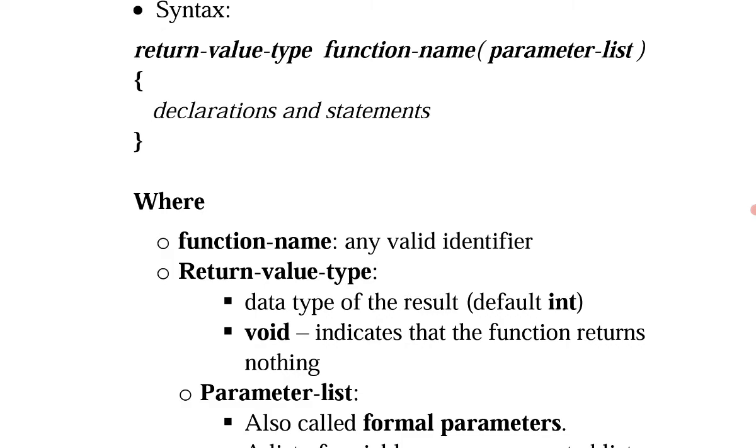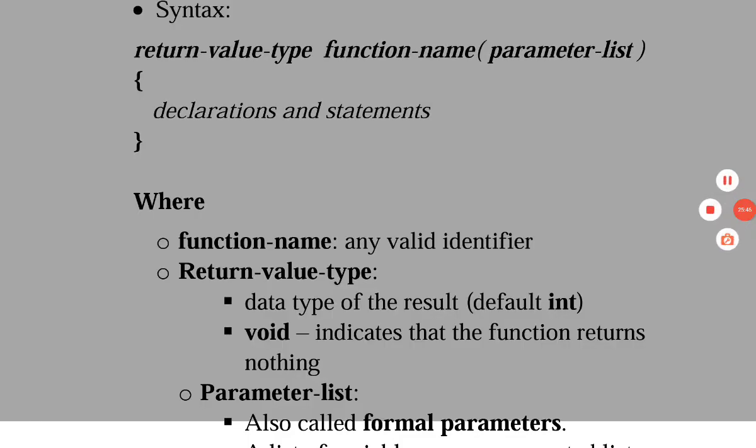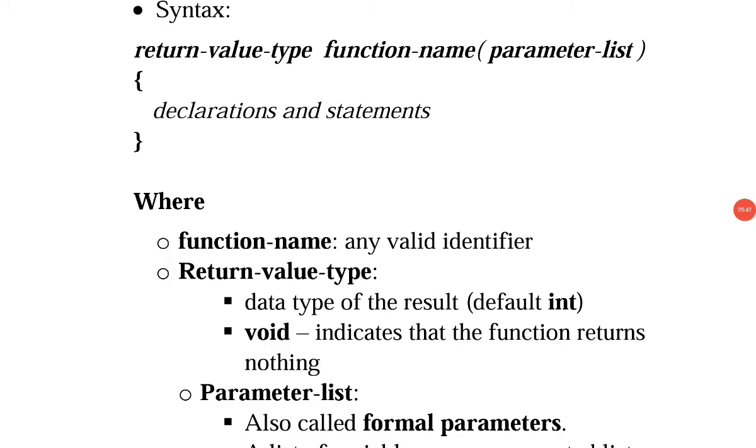So return type, function name, some parameters. What are parameters? Parameters are also called argument values. They are called the parameters list or argument values list. These parameters or arguments are generally separated by a comma. After that, bracket open, then declarations and statements. So this is the syntax for the definition of a function.